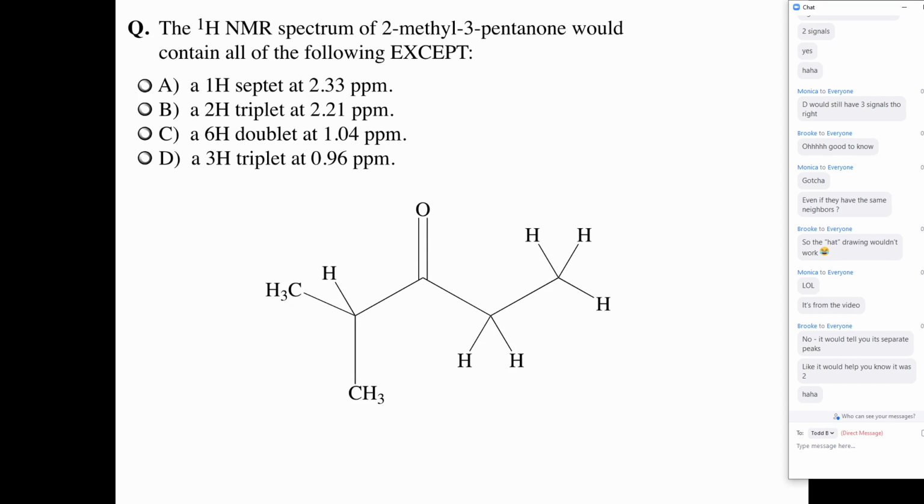So, let's see, 3-pentanone. So is it 1, 2, 3, 4, 5 carbons long? Carbon 1, carbon 2, carbon 3, carbon 4, carbon 5. This is on carbon 3, so pent, 5 carbons, 3 one with a methyl on 2. So are these H's similar or different?